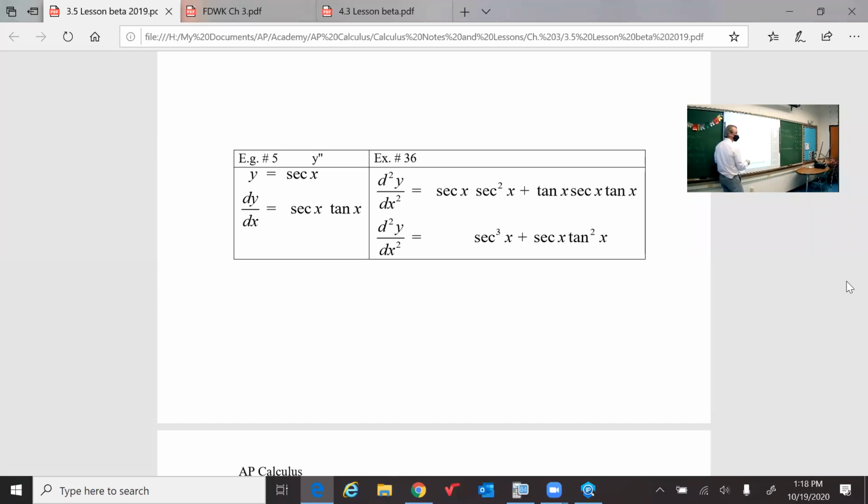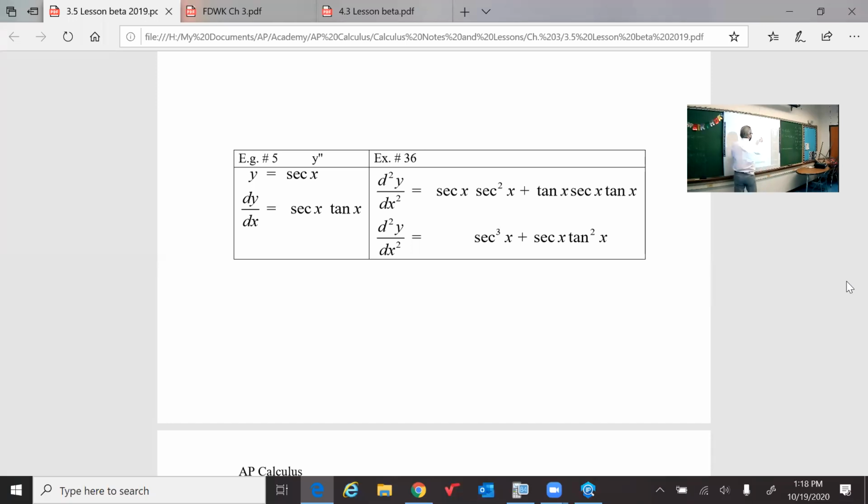So how do you do that? Product rule. First term, secant times the derivative of tan, which is secant squared, plus tan, second factor, times the derivative of the secant, which is secant tan.